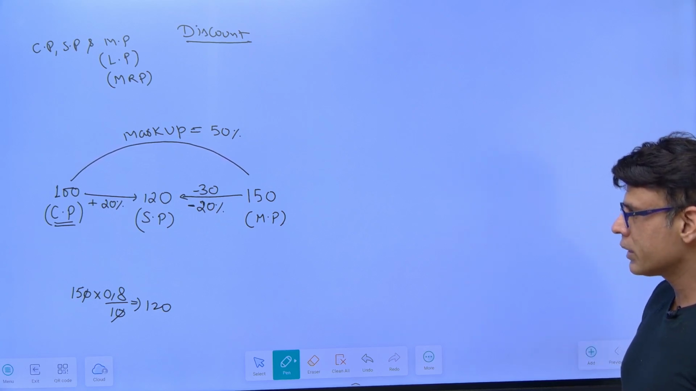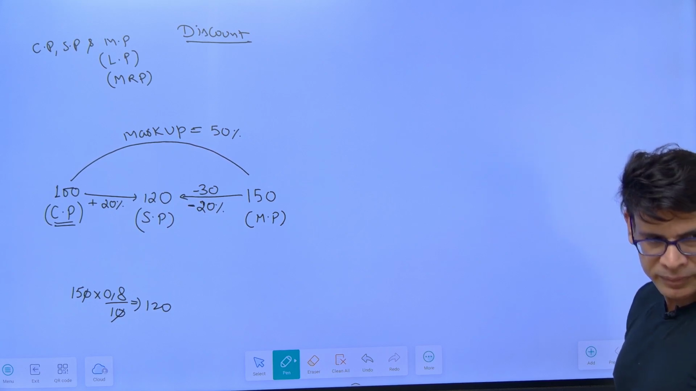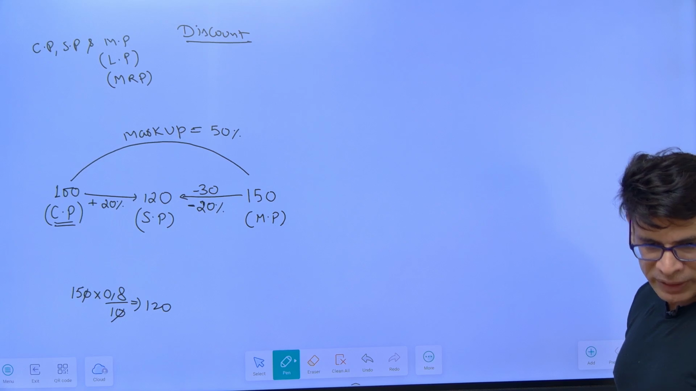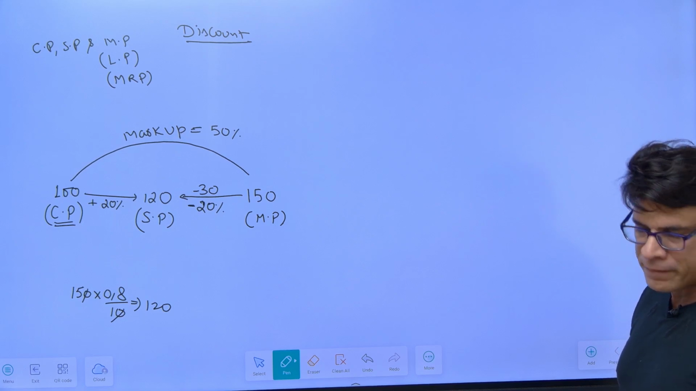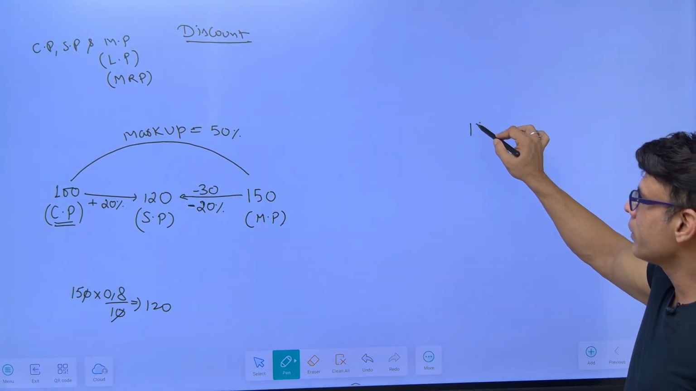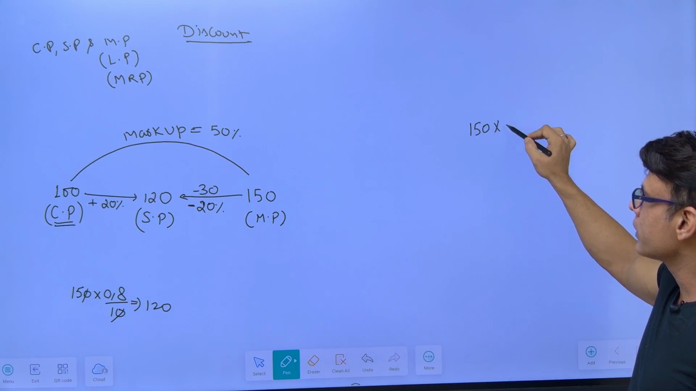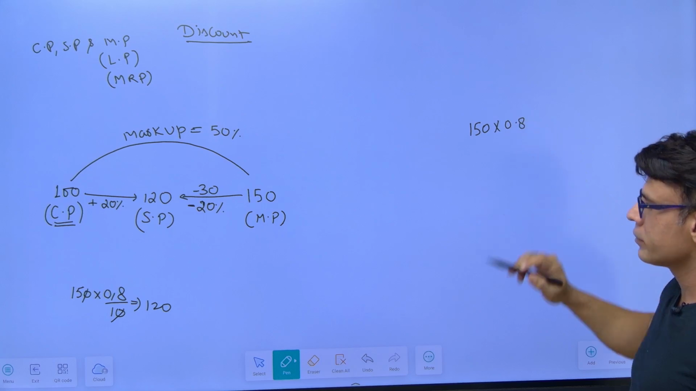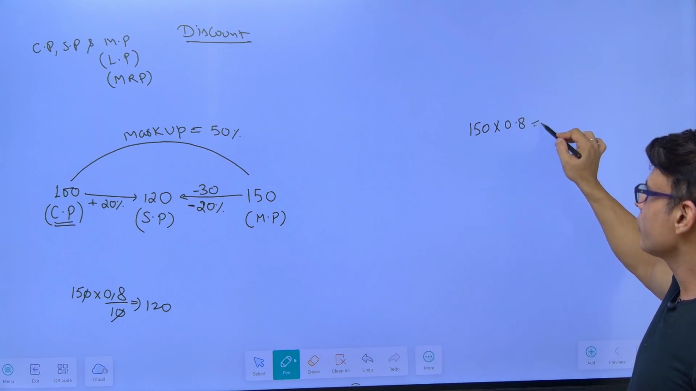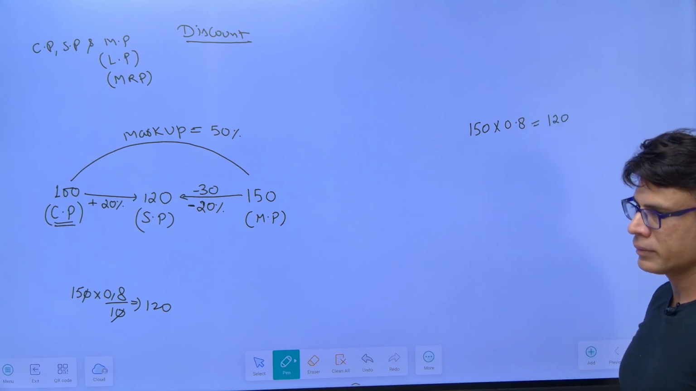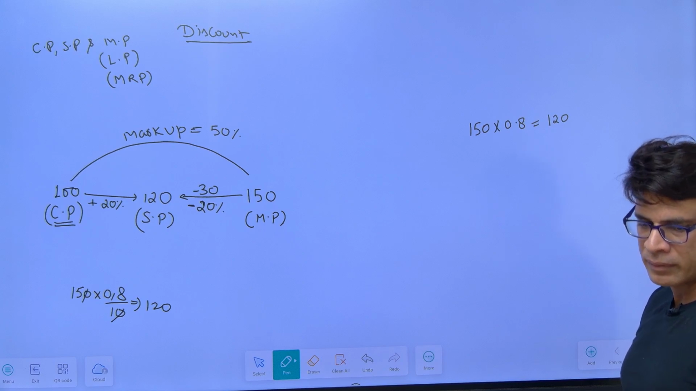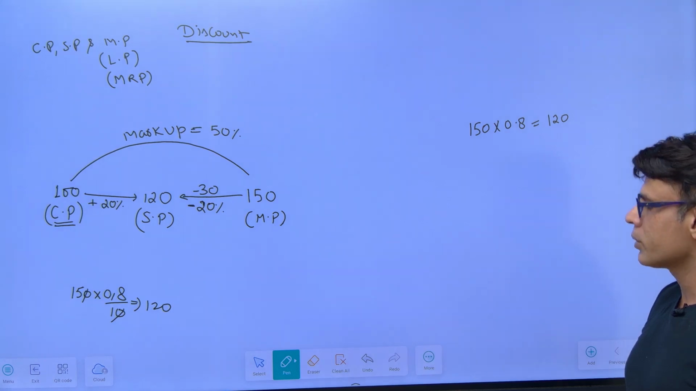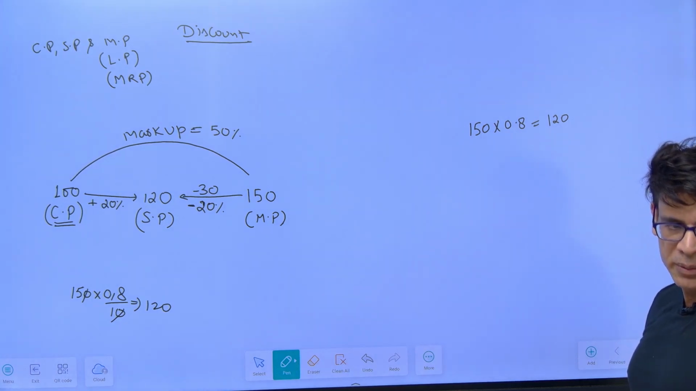Because 20% discount means a multiplying factor of 0.8. Something goes down by 20%. The multiplying factor is how much? This directly gives you 120. 0.8 can also be written as 8 by 10, or 4 by 5.